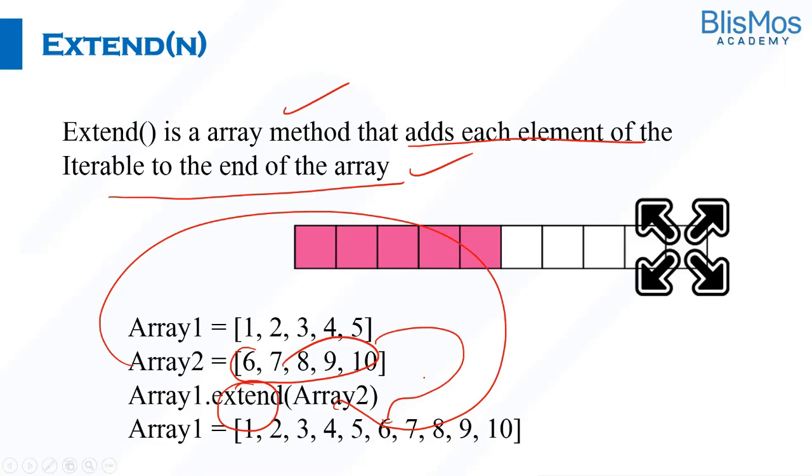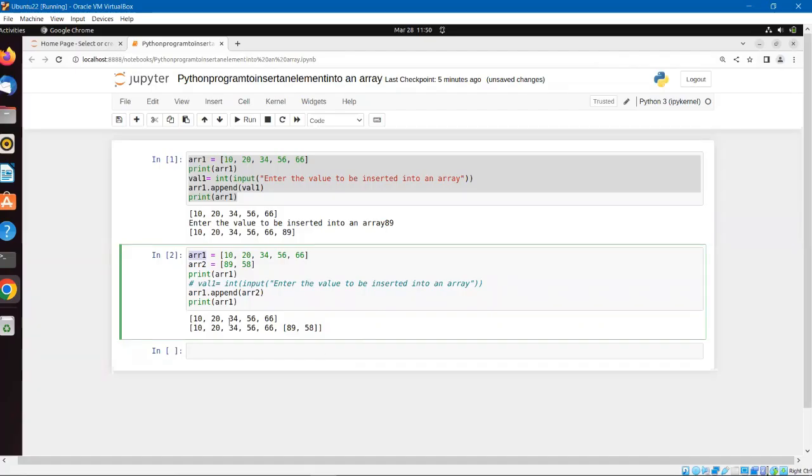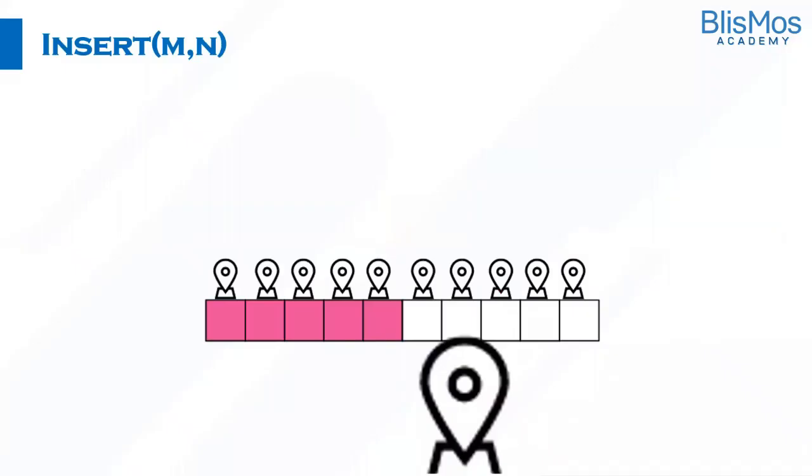Let us see this in action. All I will do here is use extend instead of append. Let us see what happens. You can see 18 and 58 are appended to the end of the array. Wonderful. We understood how to append and how to extend.